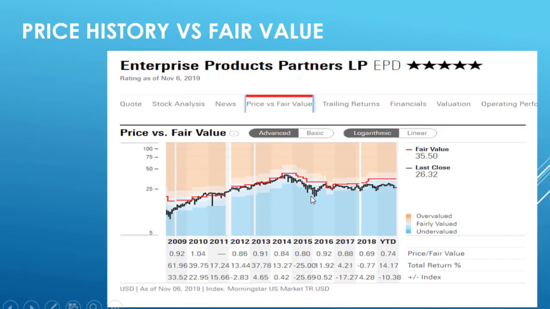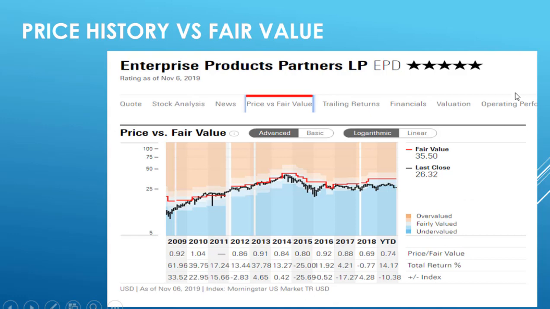We can then go through the rest of the analysis process by looking at news releases that are related to this company and its industry. We can also look at the history of price to fair value. We see that in the last several years that the stock price has been less than the fair value. Fair value is in red, last close is in black. It's generally below its fair value, which means this company is generally undervalued. Wonder why? Let's read up on it, find out.